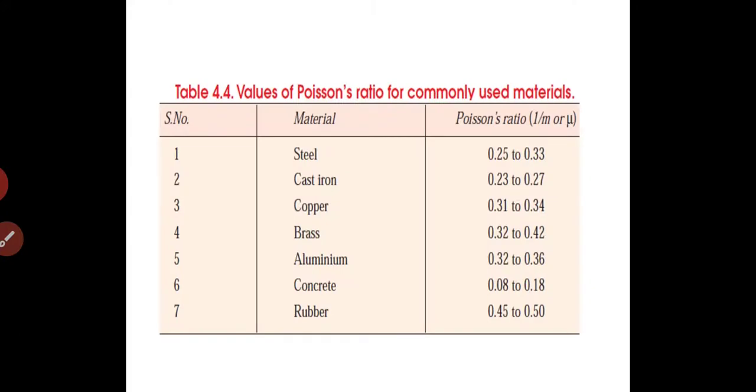Values of Poisson's ratio for commonly used materials are as given below. For steel 0.25 to 0.33, cast iron 0.23 to 0.27, copper 0.31 to 0.34, brass 0.32 to 0.42, aluminum 0.32 to 0.36, and so on. Concrete very less, that is 0.08 to 0.18. Rubber 0.45 to 0.5, the highest.